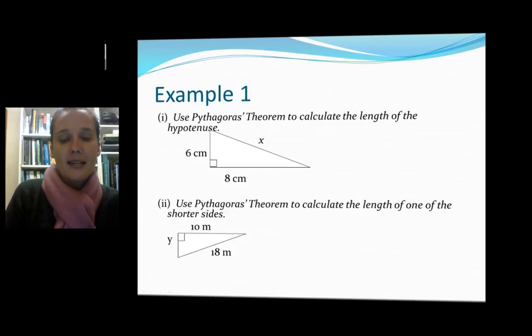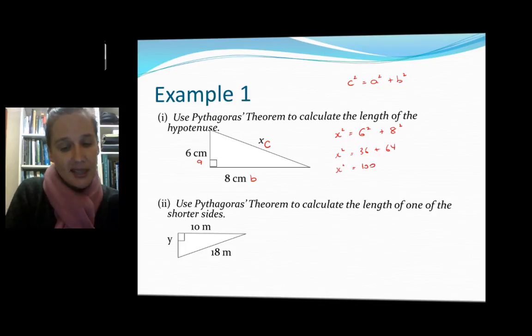Looking at example 1, we want to use Pythagoras theorem to calculate the length of the hypotenuse. So this is our hypotenuse, that's our C. We have A and we have B. We know C squared is equal to A squared plus B squared. So here x squared is equal to 6 squared plus 8 squared. X squared is equal to 36 plus 64. So x squared is equal to 100.